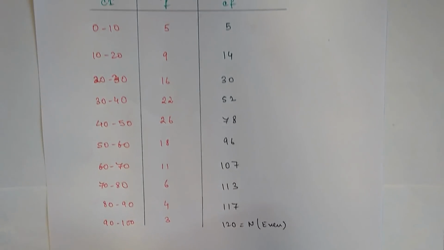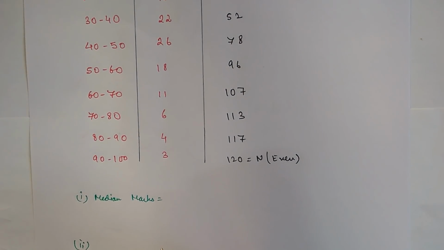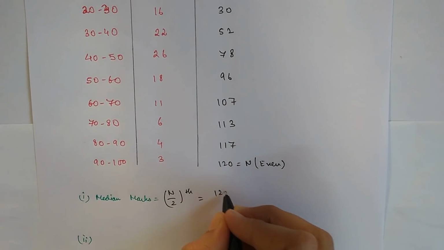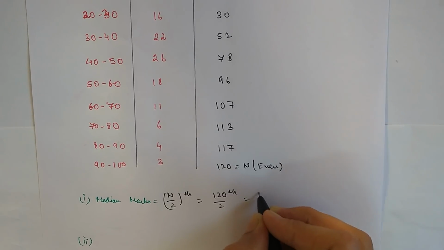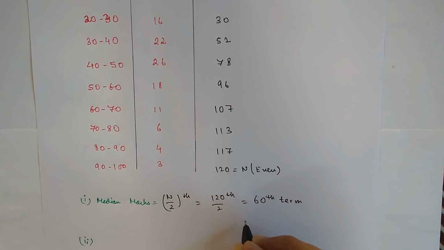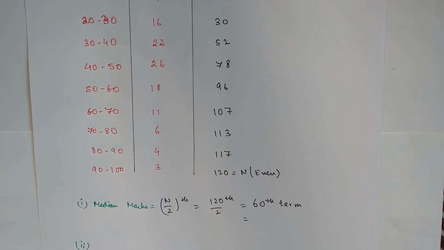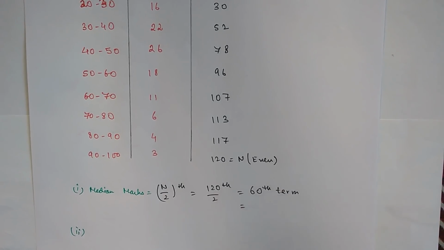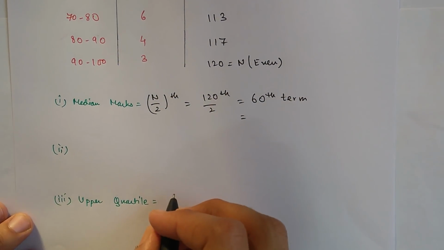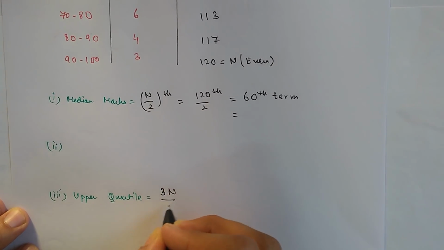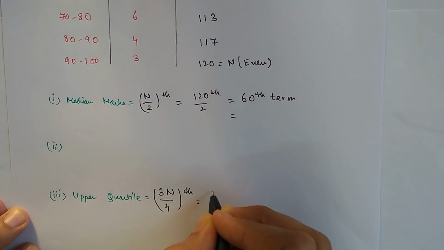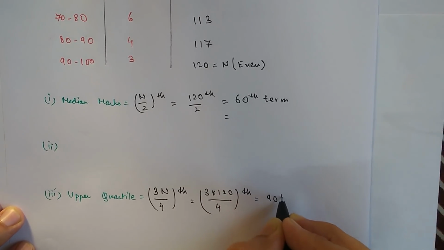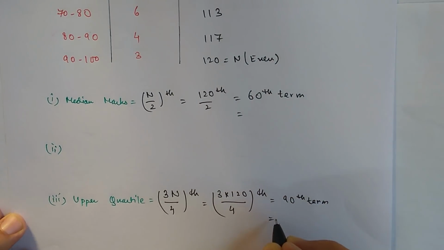In the first one, we have to calculate the median. So the median when n is even is the n by 2th term, which is the 120 by 2th term, which is the 60th term. Okay, we'll calculate this from the graph. Number 2 was the number of students who did not pass the test if the pass percentage was 50, and number 3 we have the upper quartile. The formula of upper quartile for even n is the 3n by 4th term, which is 3 into 120 divided by 4th, which is the 90th term, and we will also calculate this from the graph.